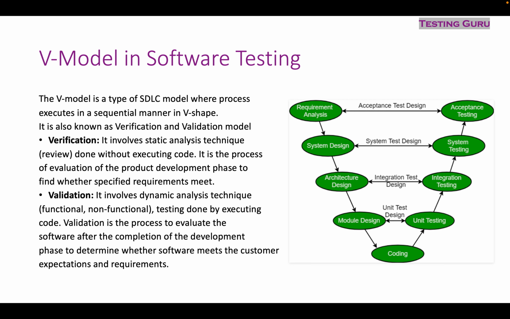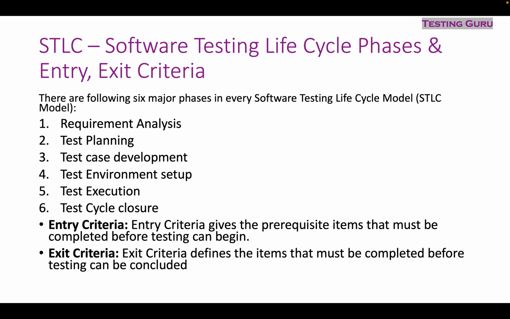Whenever requirement analysis is done from the development side, acceptance testing criteria will be designed from the testing side. Likewise, when the system design is done by development, system testing starts from the QA side. And when the coding is done and unit testing is done, QA will start integration testing, acceptance testing, and then it goes to prod. So this is all about the V model of software testing.